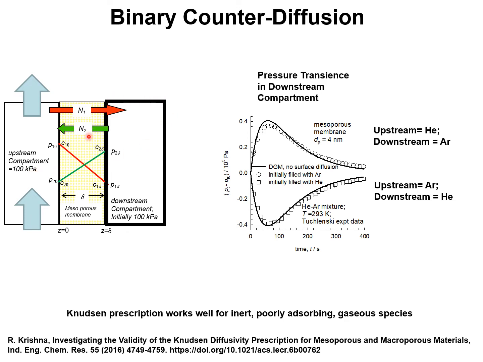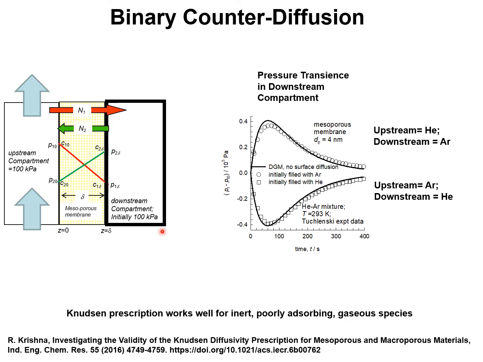The downstream compartment is closed entirely with no inflow or outflow, and initially it is maintained at 100 kilopascals. The initial compositions in the upstream and downstream compartments are different.